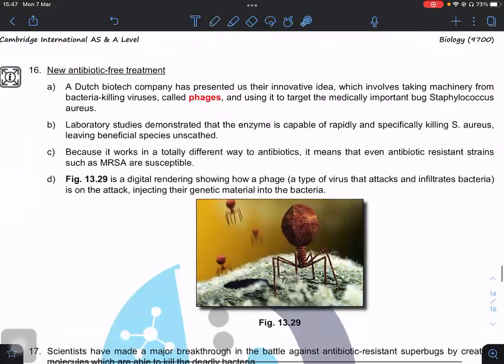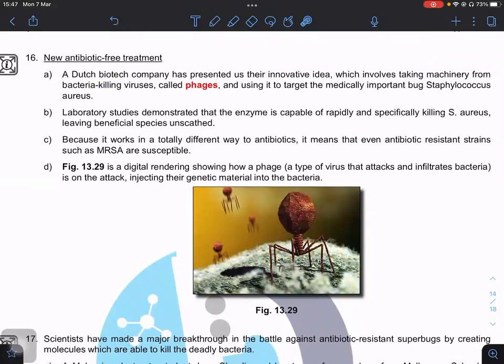For new antibiotic treatments nowadays, a Dutch biotech company uses a virus. Because some bacteria can be infected by viruses, we can use the virus to kill them. It's something like biological control. Are you clear? We use something like biological control, but in this case we use the virus, just for information.